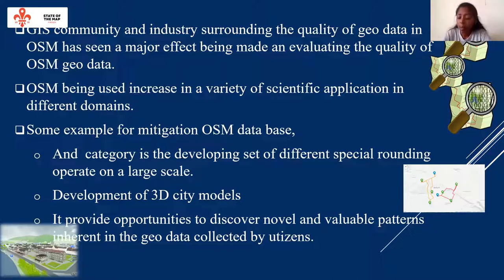There are some data quality issues with the OSM database, which can be mitigated through specific approaches to using the actual geographic data. A first important category is the development of a set of different spatial routing and navigation systems that operate on a large scale, for example, routing for cars, bikes, on foot, emergency routing, indoor routing, and agricultural logistics. Further, typical use of OSM includes improving cartography or developing location-based services. Another innovation was the development of 3D city models from OSM.